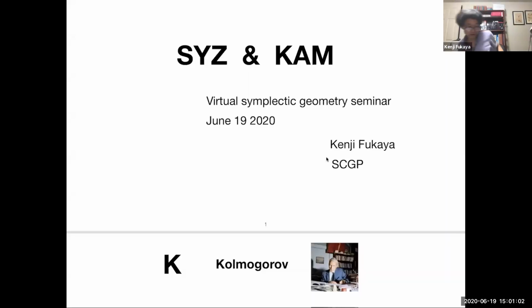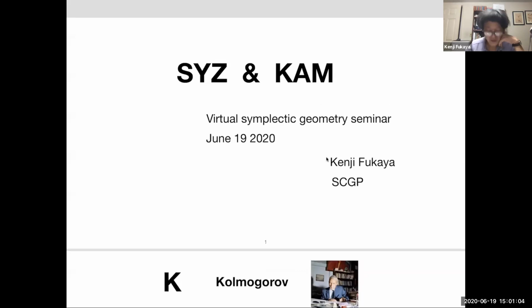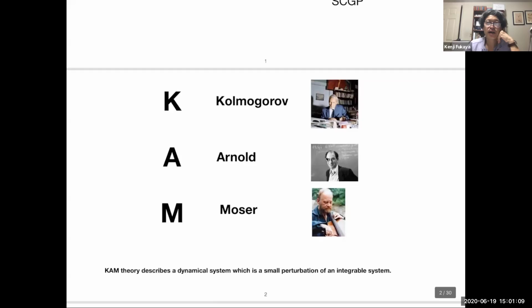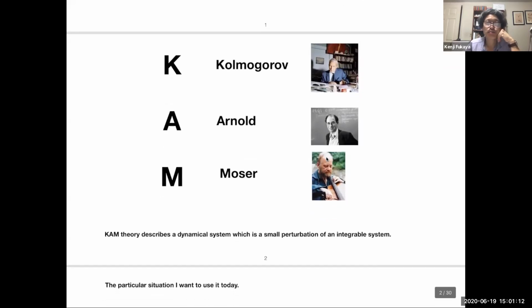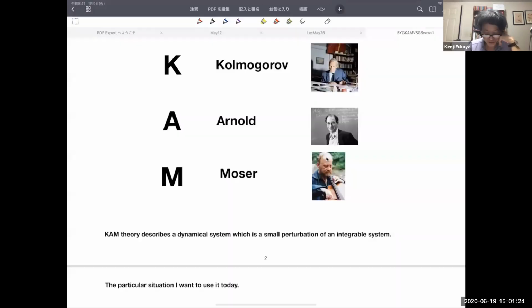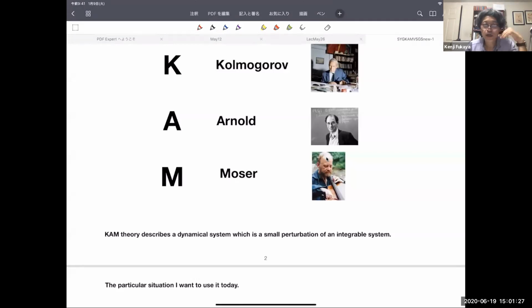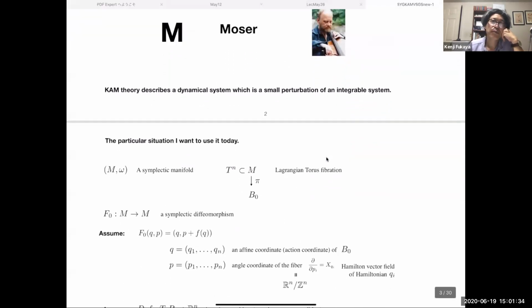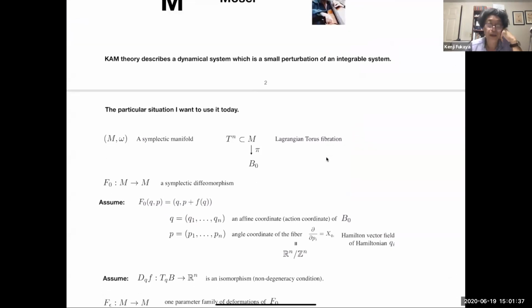So I want to talk about SYZ and KAM. KAM is named after these three famous people in symplectic geometry: K is Kolmogorov, A is Arnold, and M is Moser. KAM is a famous theory that describes dynamical systems which are close to integrable systems. But I want to use a particular version of this KAM theorem, which I want to explain.